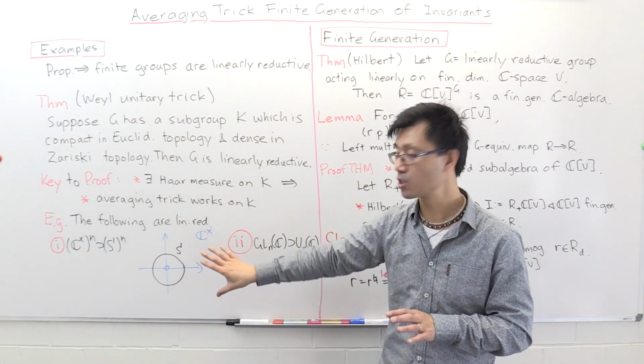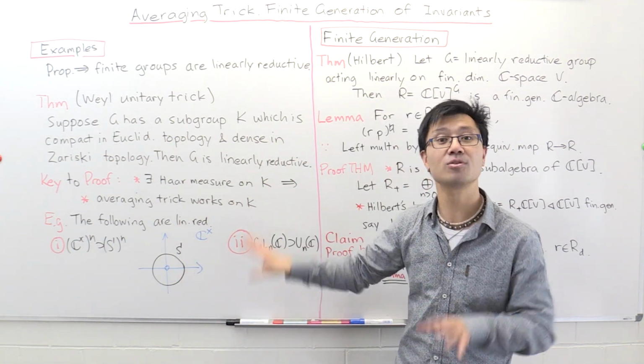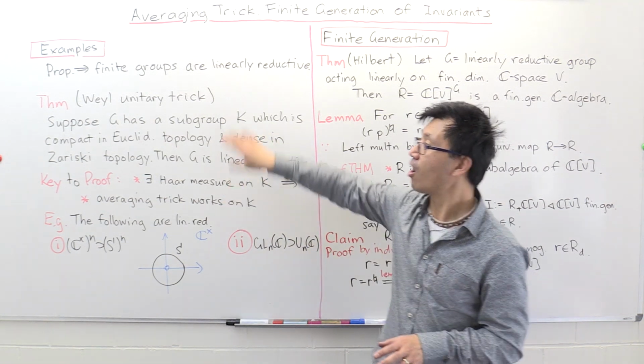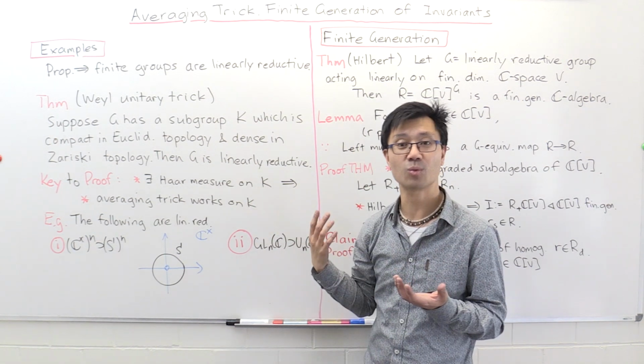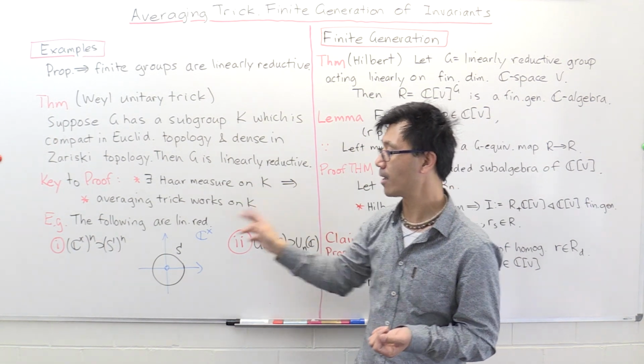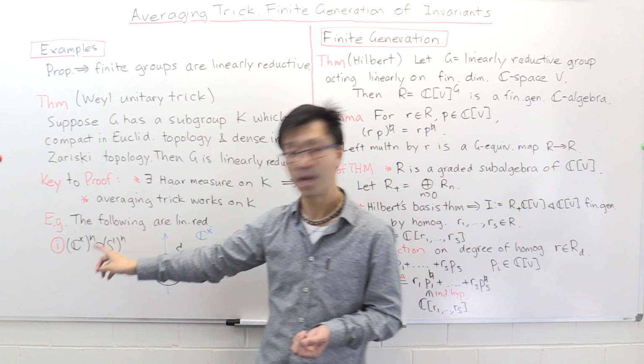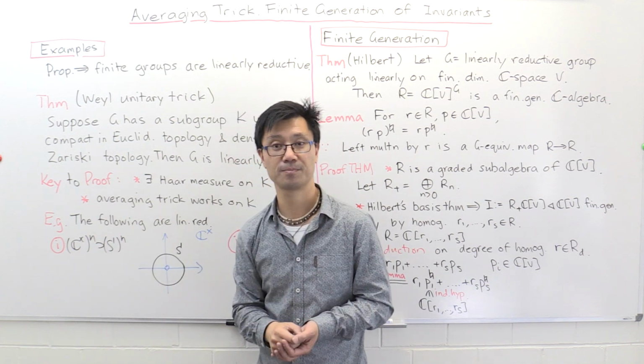So maybe if I just look at some particular examples, you can see a better idea of what groups this applies to and also how this works. The first example of a linearly reductive group is this one here, C cross to the n.